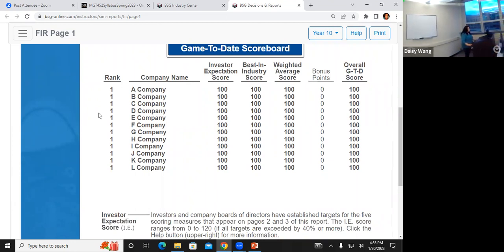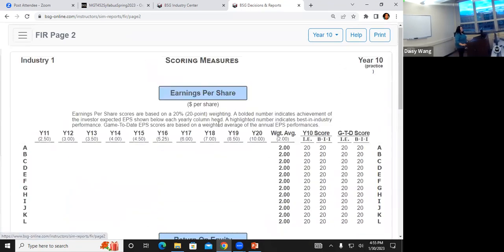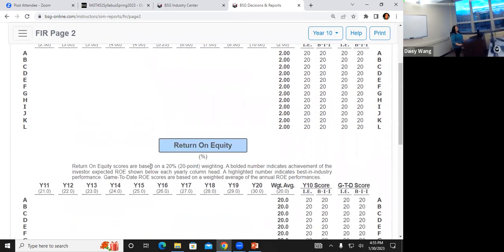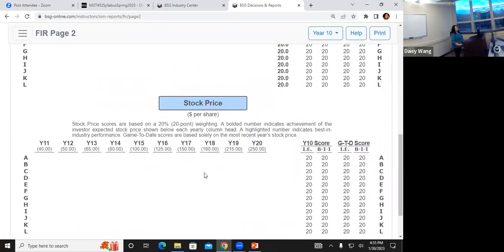So this is the first report. And then we have the earnings per share. So you get to see every company's earnings per share, return on equity, and stock price.